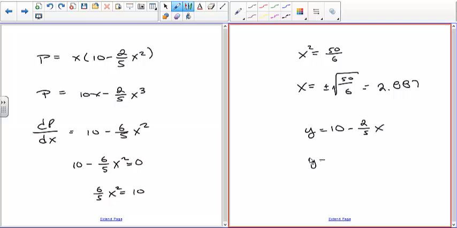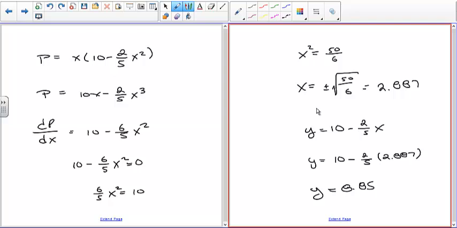So y equals 10 minus 2/5 times 2.887. So 10 minus 2 divided by 5 times 2.887, and we get 8.85. Okay. Let's double check, make sure I did this right. Well, yeah, we don't know what the product is.